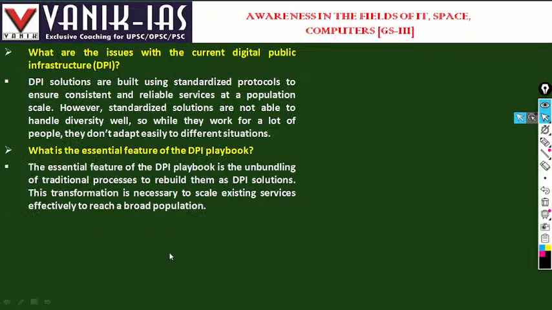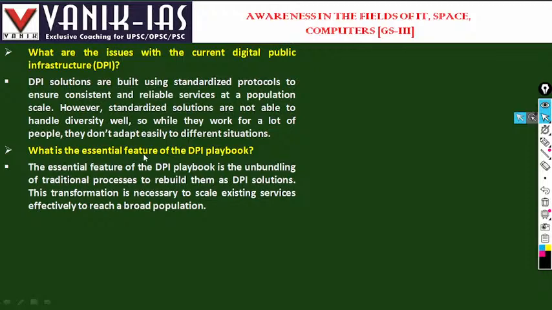So, what are the issues with the current digital public infrastructure? The digital public infrastructure solutions are built using standardized protocols to ensure consistent and reliable services at a population scale. However, standardized solutions are not able to handle delivery diversity well. So, while they work for a lot of people, they do not adapt easily to different situations.